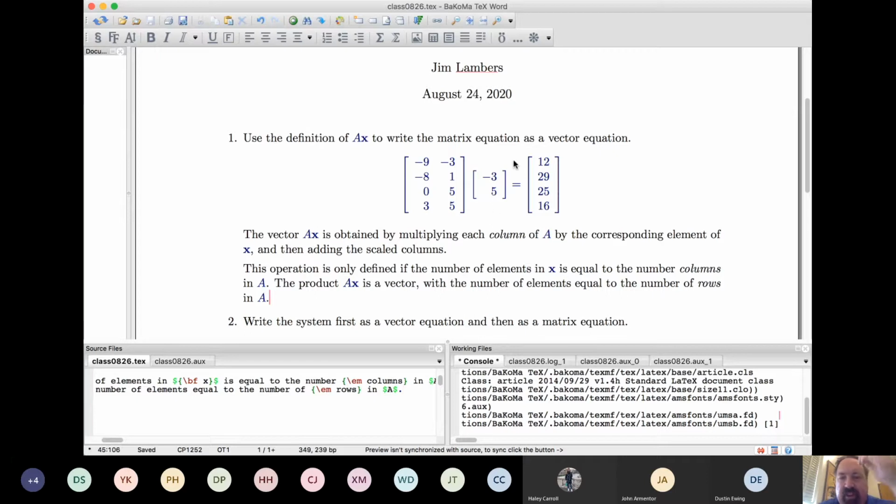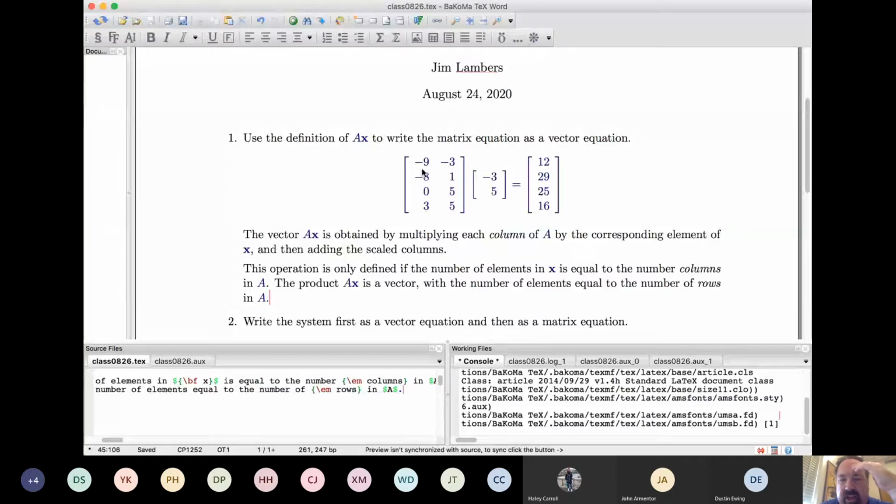There are different ways of understanding how this works, but I feel like the easiest one to retain is you take each column, so that's a vector, and then you multiply it by the corresponding element of a vector. So I'm going to take the first column of A, multiply it by the first element, minus 3. Then I'm going to take the second column, this vector, multiply it by the second element of the vector, so 5. So this column times minus 3, this column times 5.